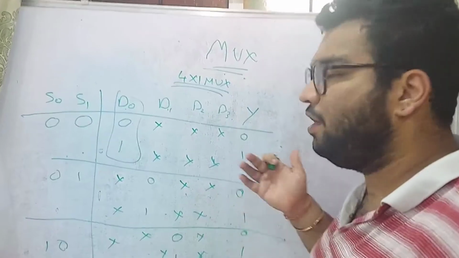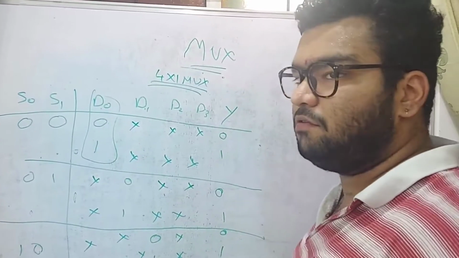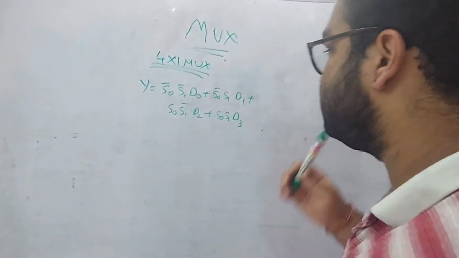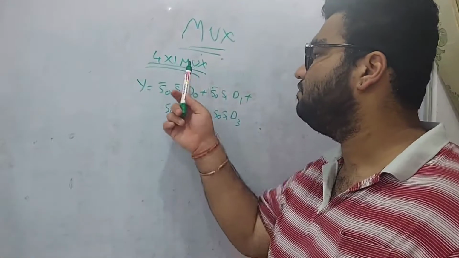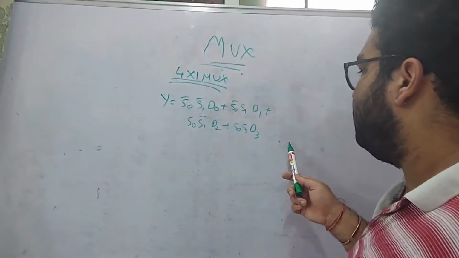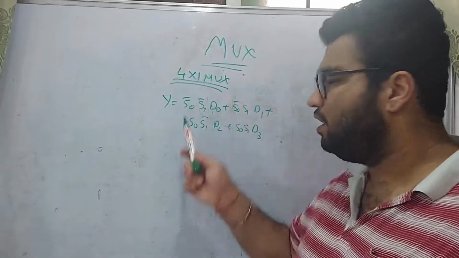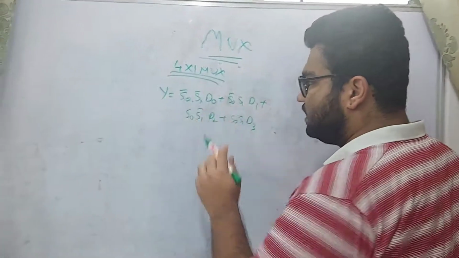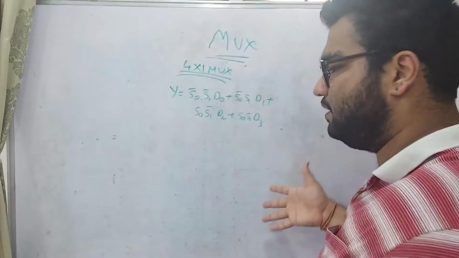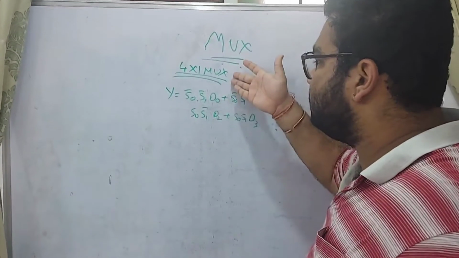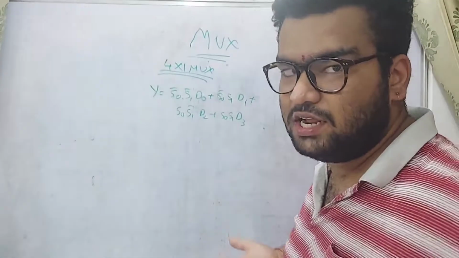So now I am going to draw the logical diagram of 4x1 multiplexer. So now we are going to discuss the logical representation of 4x1 MUX. As you see here, I wrote the Boolean expression of the 4x1 MUX. So using this Boolean expression, I am going to draw the logical representation, or simply I can say, building 4x1 MUX using the basic logical gates.